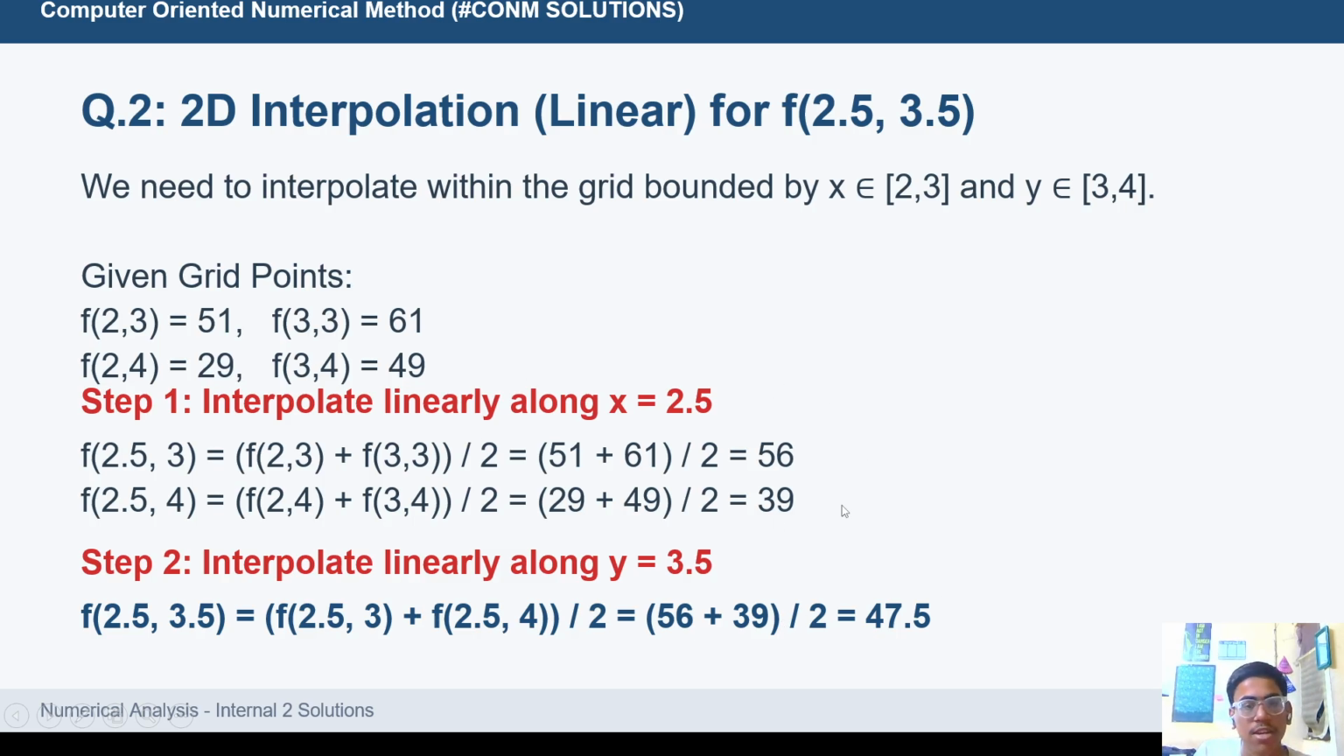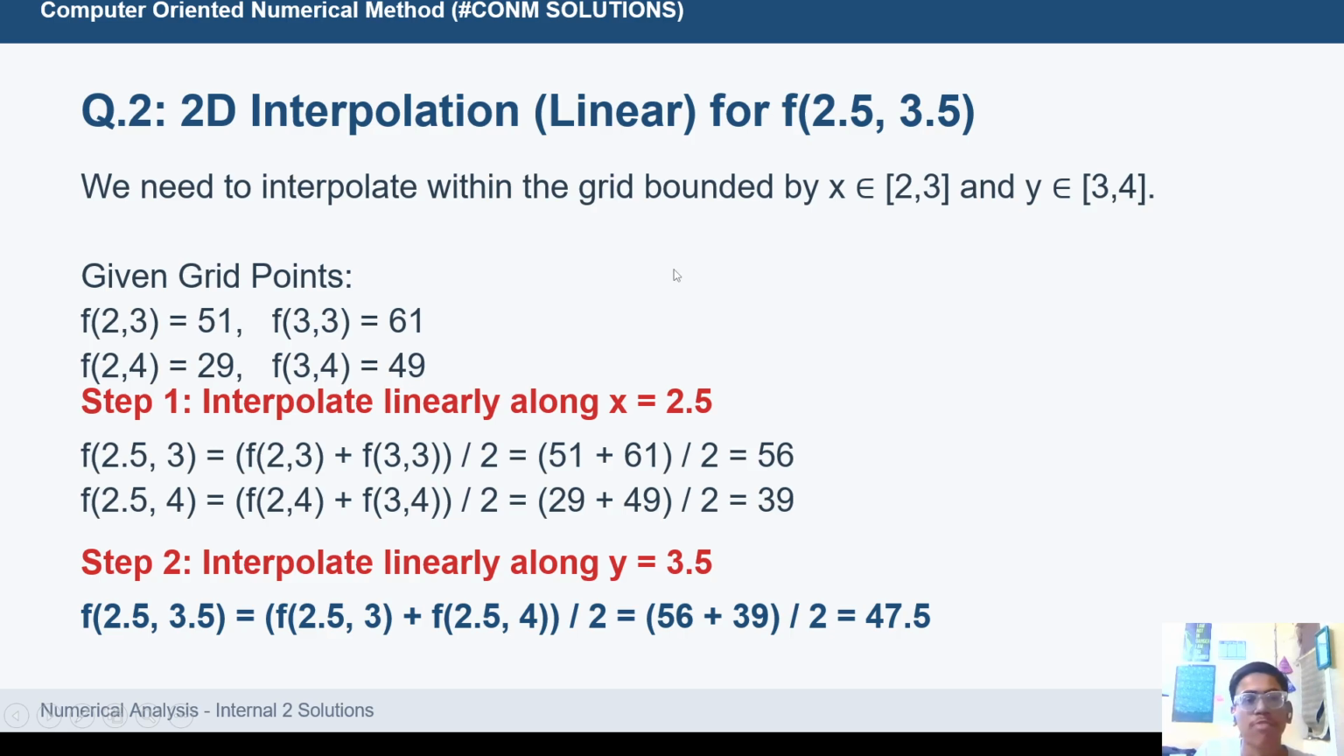So we have already found the value. So the first part is solved here, that we needed to find the value at 2.5, 3.5. So the value at 2.5, 3.5 will be the sum of f of 2.5 comma 3 plus f of 2.5 comma 4. We have found the value of f of 2.5 comma 3 and f of 2.5 comma 4 by interpolating linearly on x equal to 2.5. When we add up these and divide by 2, we get the value at f of 2.5 comma 3.5, that is 47.5.